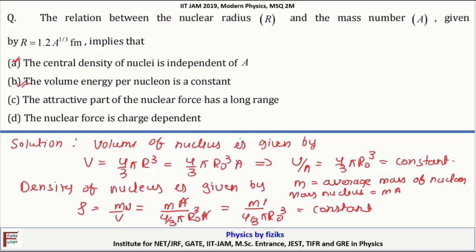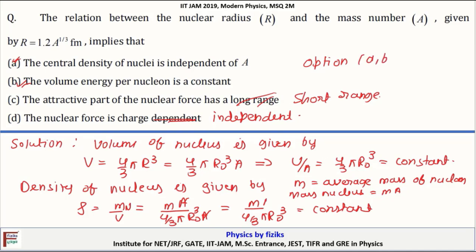Nuclear force: the attractive part of the nuclear force has a short range, and the nuclear force is charge independent. So thus options A and B are correct.